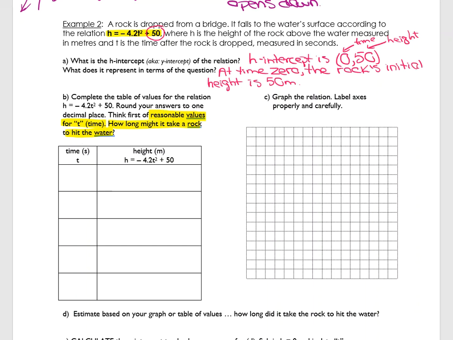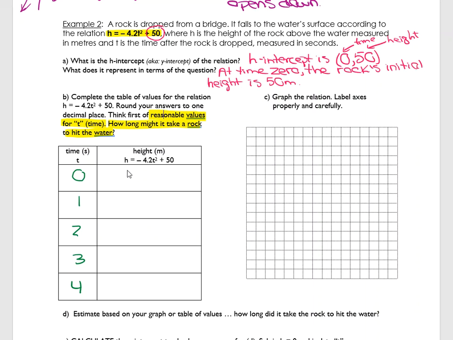So our first t value should be 0. We're not going to put any negatives in here. We're starting at time 0, and we already know what the height is there, actually, right? We already know. I'll sub it in later, but so how many seconds do you think it would take? Well, it's probably not going to take more than 5 seconds. So let's do 1, 2, 3, 4. Let's see how far we get. 4 seconds is pretty long in terms of something dropping from a bridge. So let's see how that is.